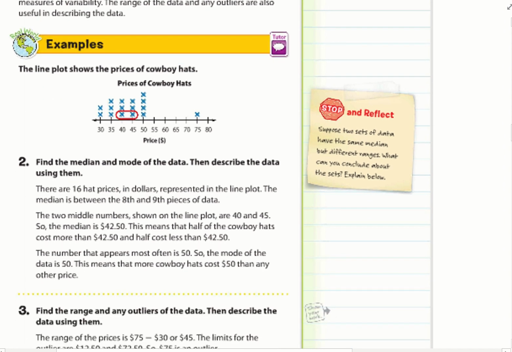The line plot shows the prices of cowboy hats. So example 2, find the median and mode of the data, then describe the data using them. It says there are 16 hat prices in dollars represented in the line plot. The median is between the 8th and the 9th pieces of data.